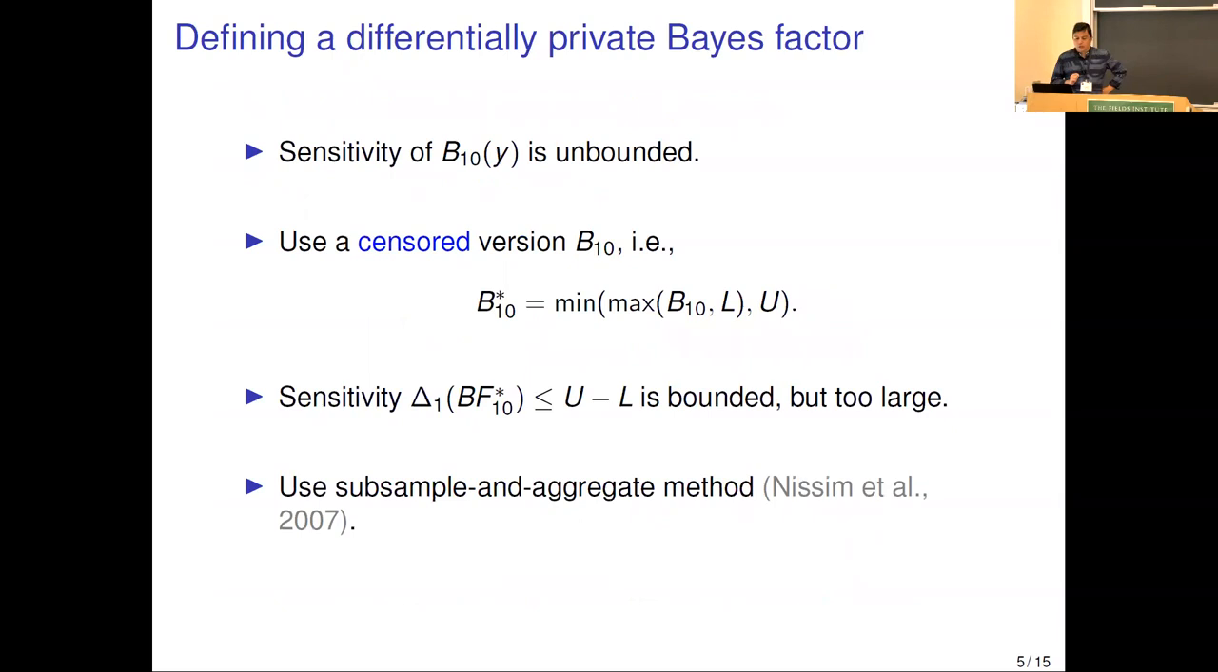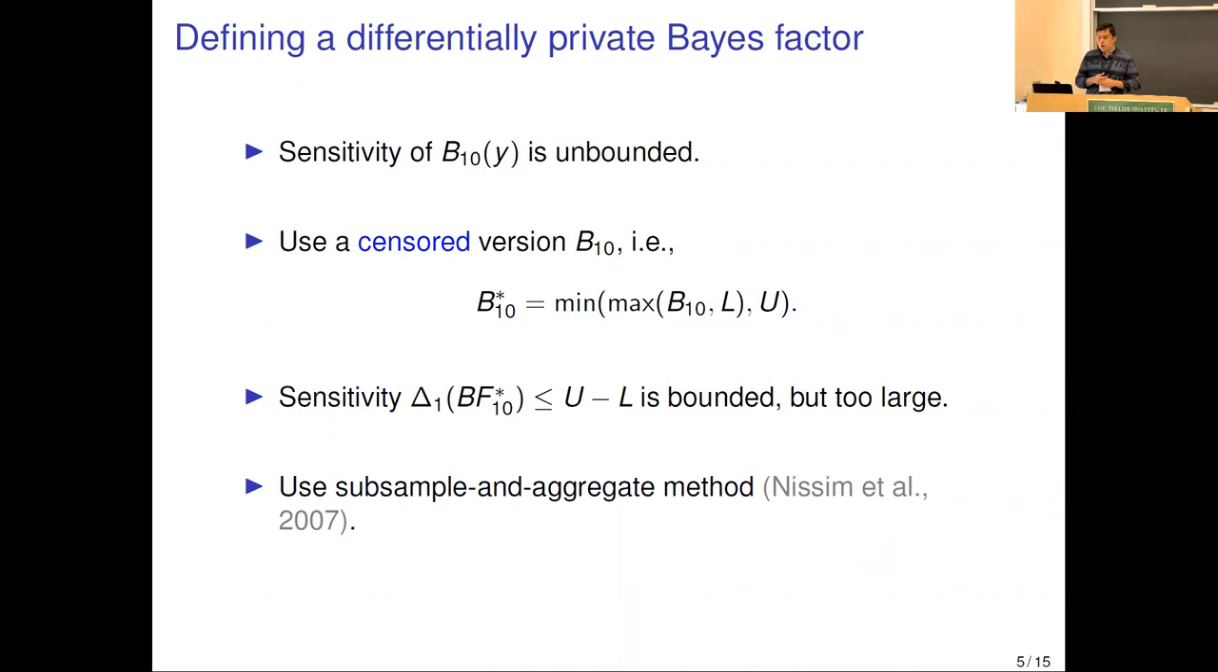We could be tempted to use the Laplace mechanism or the Gaussian mechanism, but we have a problem because the sensitivity of the Bayes factor is in general not bounded. So one option that we decided to use was a censored version of the Bayes factor. If the Bayes factor is too small, we make it equal to L, and if it's too large, we make it equal to U. In this case we achieve what we want, a bounded sensitivity. However, the sensitivity is still too large. When the sensitivity is equal to the range of the interval, that is going to destroy the statistical usefulness if we want to use a privacy budget of epsilon equal to one.